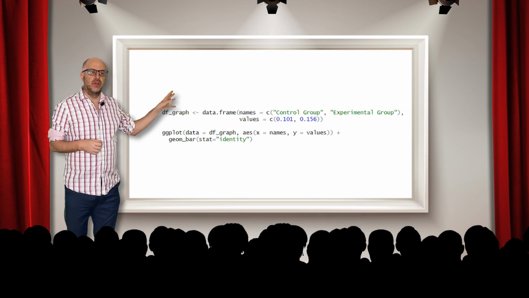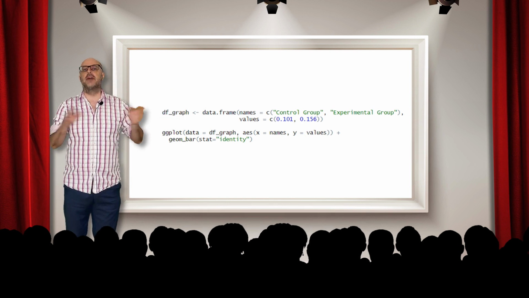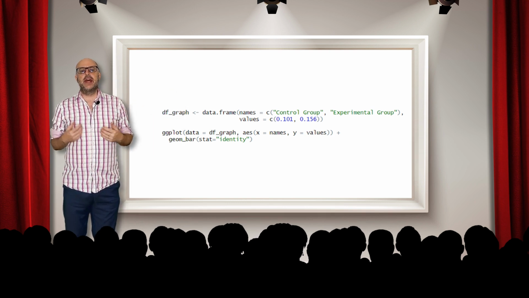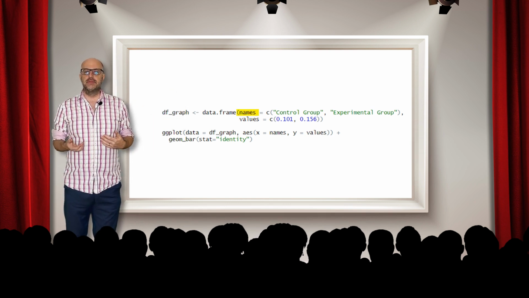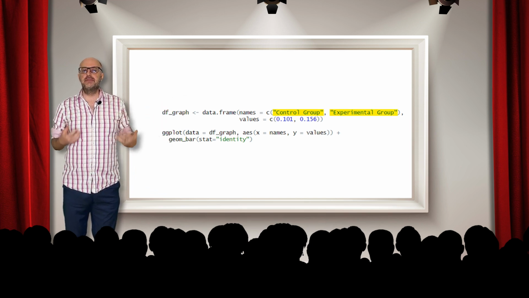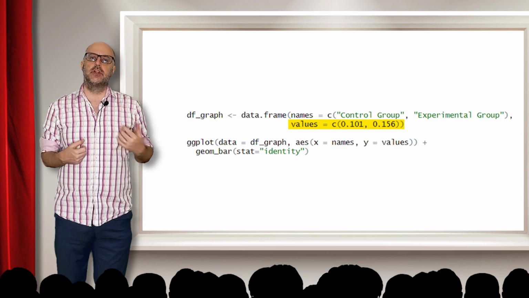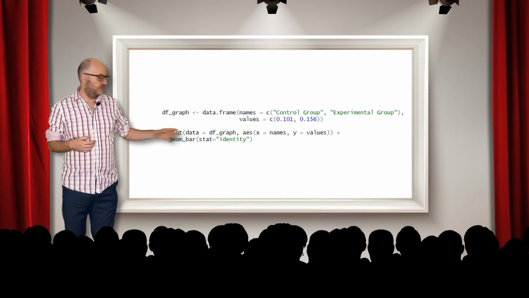Okay, great. We've created a basic data frame with 2 columns and 2 rows, which will be enough for our basic graph. We went ahead and created a names column with descriptive names, control group and experimental group, because that'll be easier to graph in a minute. And then we have a column with the mean of the 2 groups taken from the t-test code earlier. Easy enough. Now, the graph.